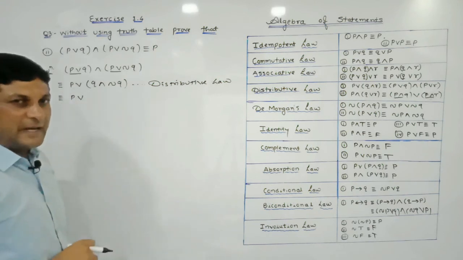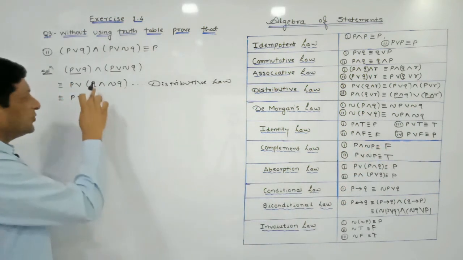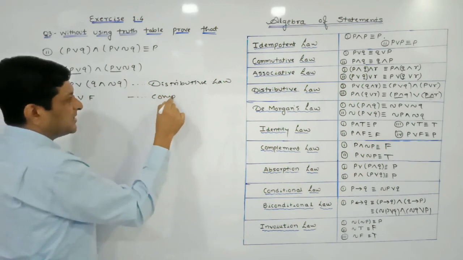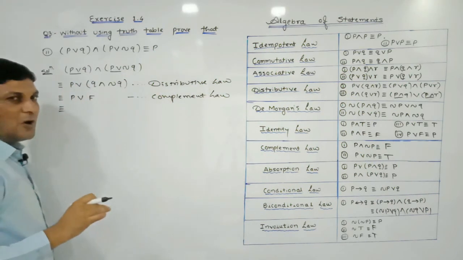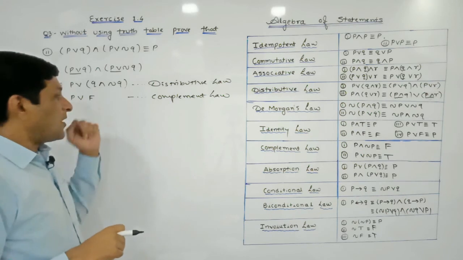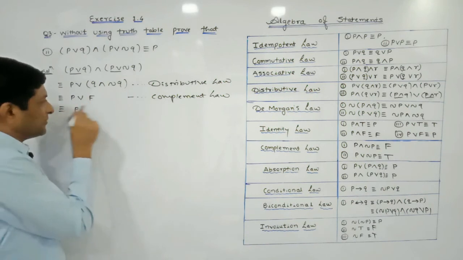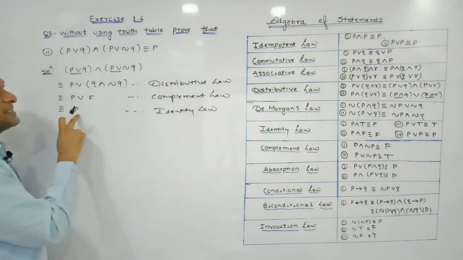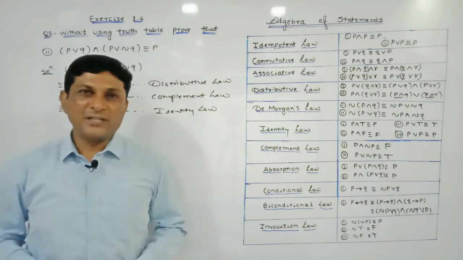Now observe the complement law. According to complement law, what is the value of Q and negation Q? It's false. This result we have got applying complement property, or we can say complement law. In a statement, if T or F appears, at that time we are applying identity law. So here P or F, what is the value of P or F? It will be equal to P, according to what? Identity law. And this is the result which we have to prove. In this way we have shown that these two statements are logically equivalent without using truth table.